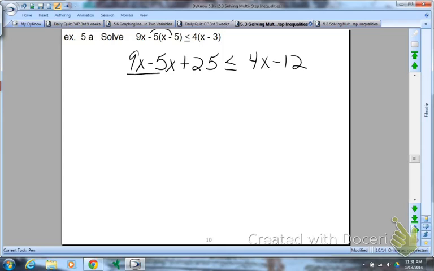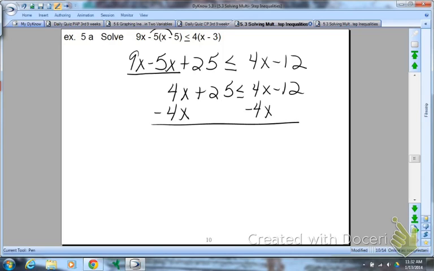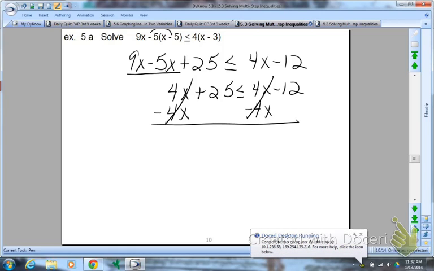Combine like terms. 9x minus 5x is 4x plus 25 is less than or equal to 4x minus 12. I am going to subtract 4x on both sides. Now look what happens. My variables went away on both sides. Now think back to chapter 2 and 3. When your variables go away, you have to drop down what you have. If it's a true statement, the answer is all real numbers. If it's a false statement, the answer is no solution. Do y'all remember that? Okay, so let's bring that down.